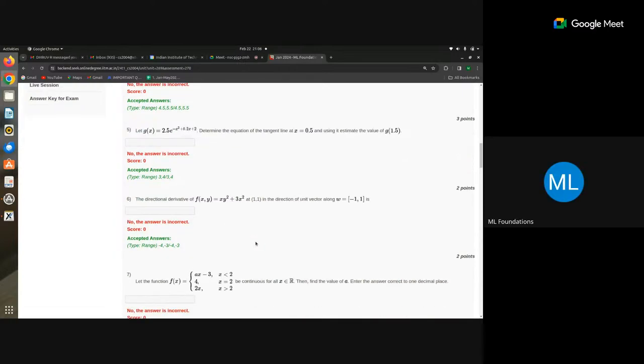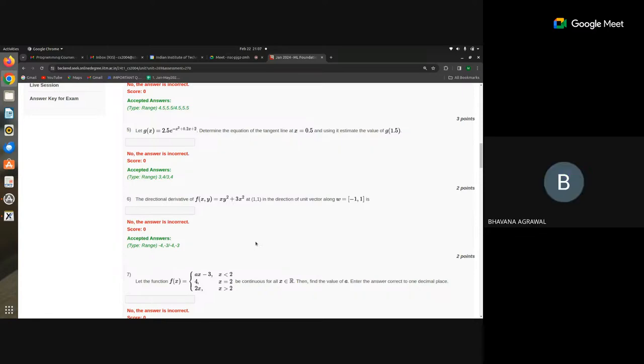Okay, so let's go for question number 5. Let g of x be 2.5. This is the function given. Determine the equation of the tangent line at x equals 0.5 and, using it, estimate the value of g of 1.5. The question is not properly framed, I'll say. Okay, no issues, we'll try to solve that also.